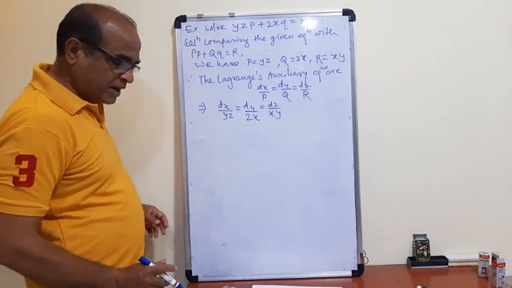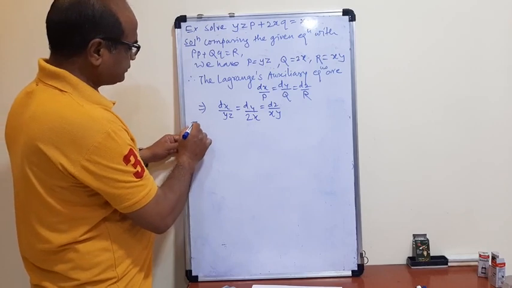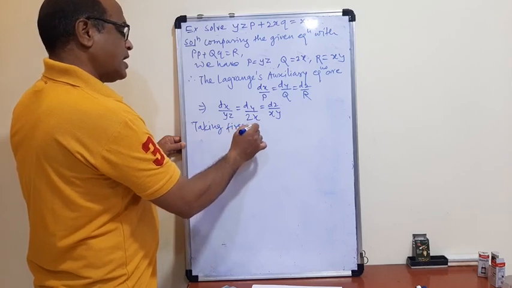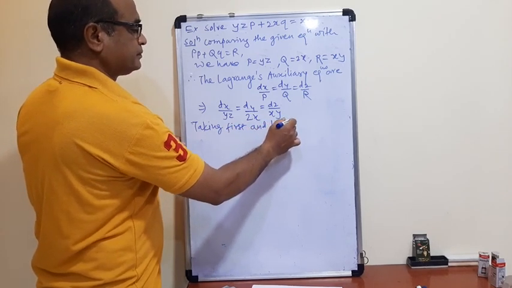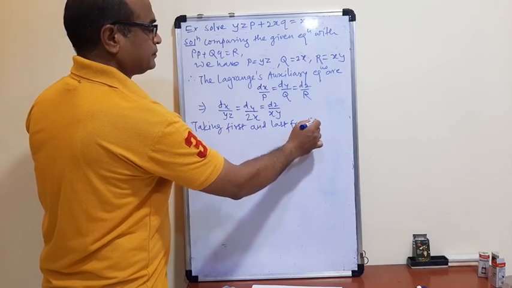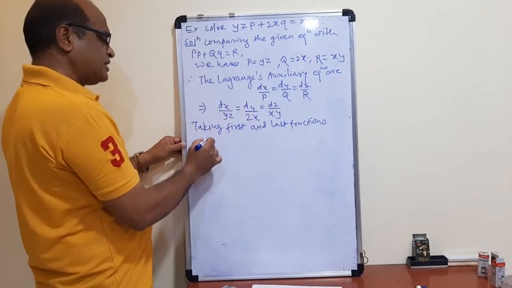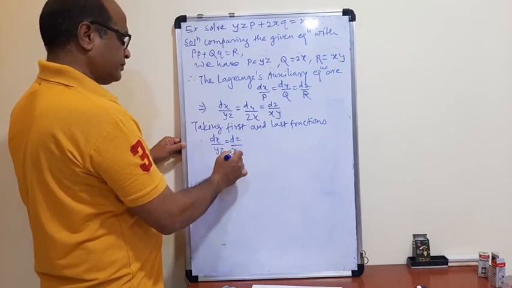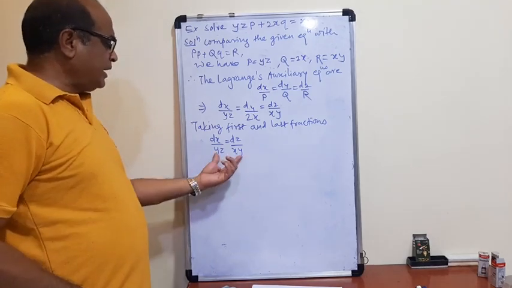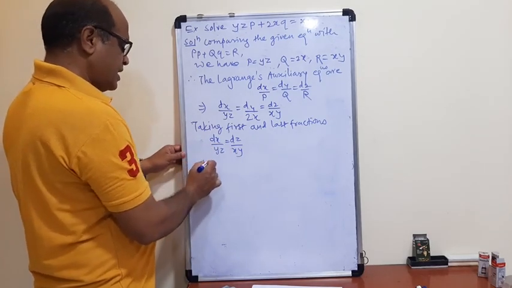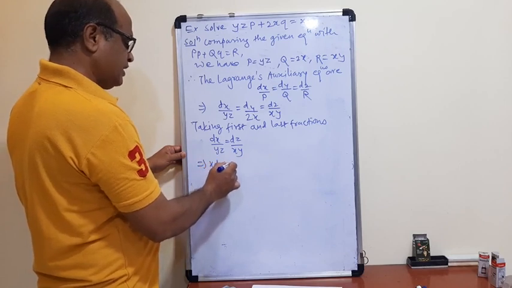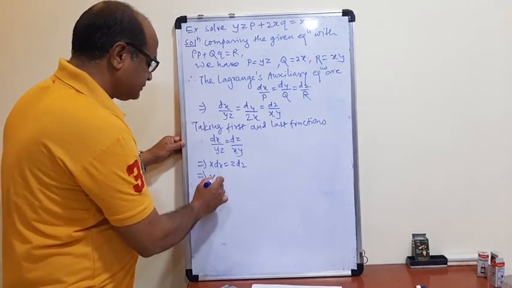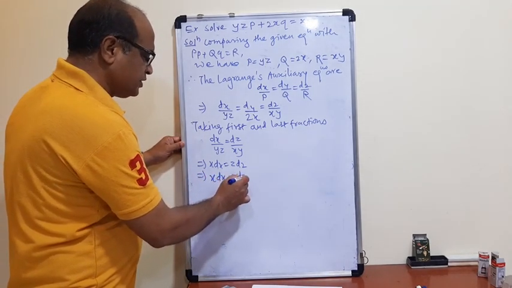Taking the first and last fractions, that is dx upon yz is equal to dz upon xy. Y gets cancelled. So x dx is equal to z dz. This implies that x dx minus z dz is equal to 0.